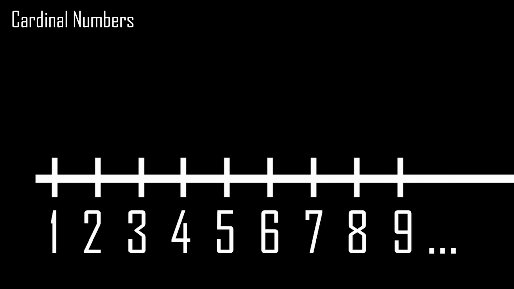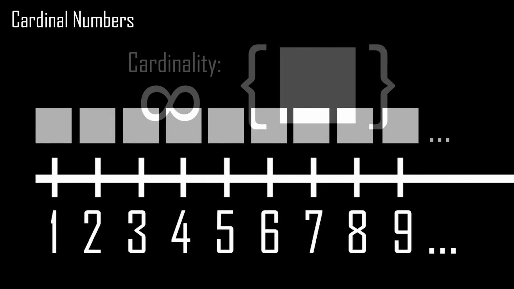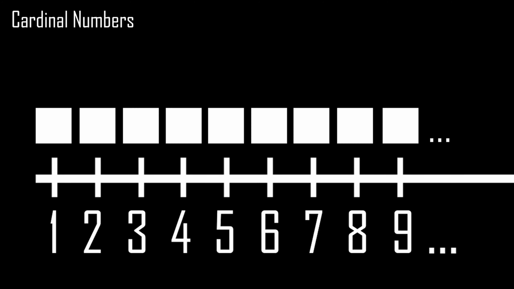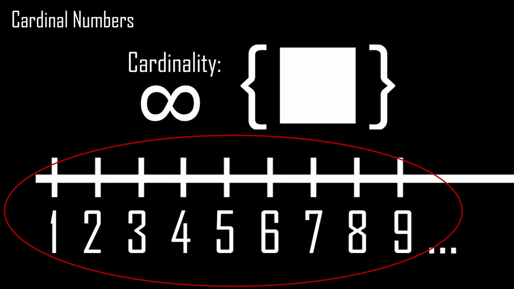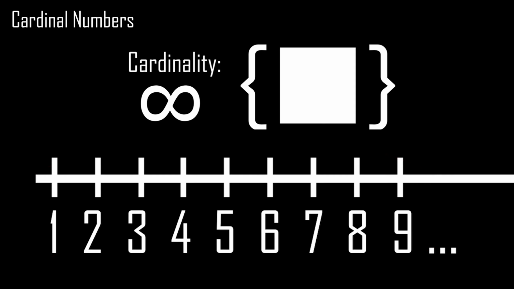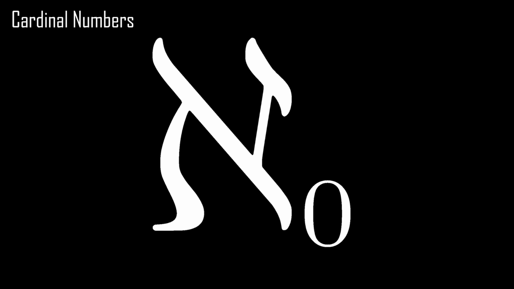Now, looking at the number line, let's create an infinitely large set of squares, enough that we can compare each square to a natural number. This means that the cardinality of this set of squares and the cardinality of the set of all natural numbers is equivalent. The number used to refer to the cardinality, or total amount, of natural numbers and this set of squares is aleph null, the smallest form of infinity.